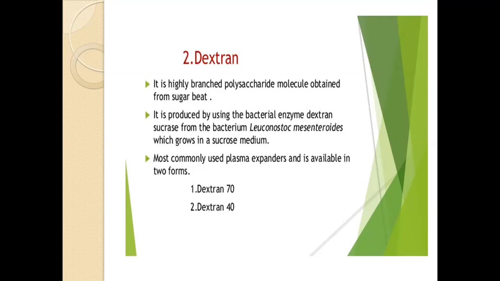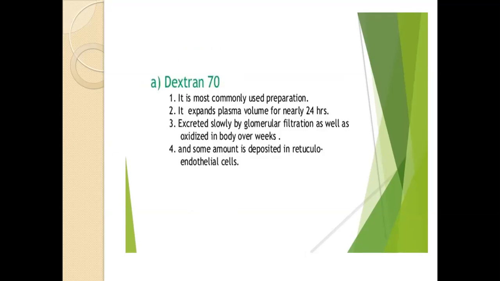The most commonly used plasma expanders are available in two forms: Dextran 70 and Dextran 40. Dextran 70 is the most commonly used preparation. It expands plasma volume for nearly 24 hours. It is excreted slowly by glomerular filtration as well as oxidized in the body over weeks, and some amount is deposited in reticuloendothelial cells.